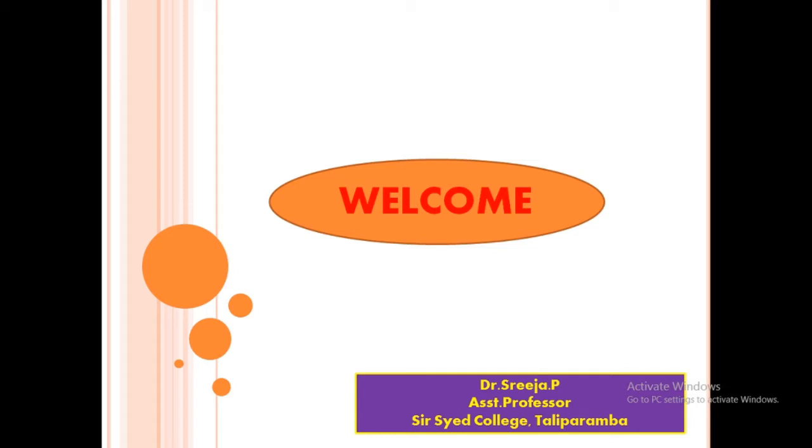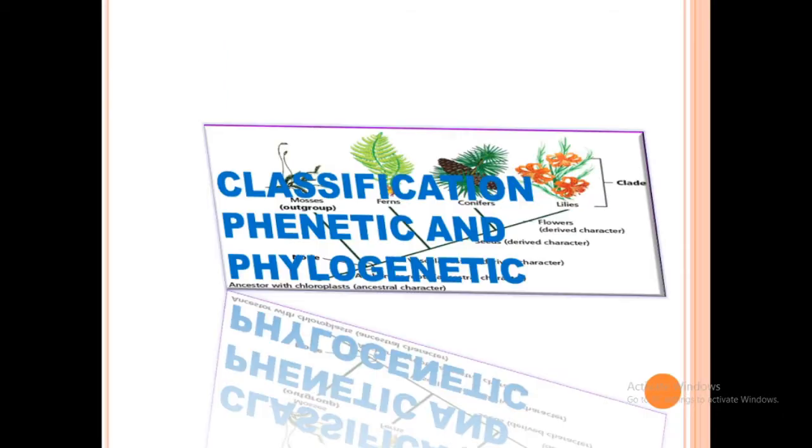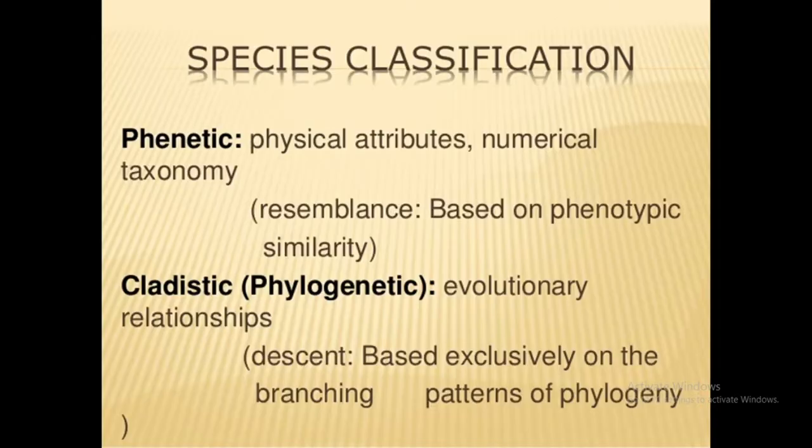Good morning, children. Today we are going to discuss the topic classification, its two aspects, phenetic and phylogenetic. There are two broader class systems, phenetic systems and phylogenetic systems. When you consider physical attributes and phenotypic similarity or resemblance, such a system is known as a phenetic system. That is also known as numerical taxonomy.